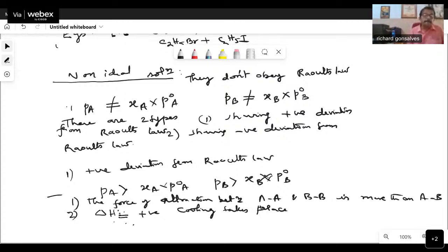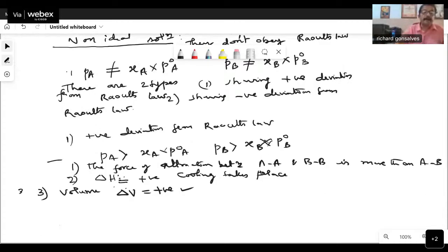Third one, volume. Delta V is positive, which means volume also increases. For example, 50 ml of alcohol and 50 ml of water, if I take, together it will become more than 100, 100.01, 100.02, something like that. There is an increase in volume that is obtained.